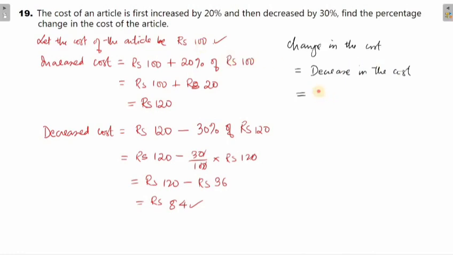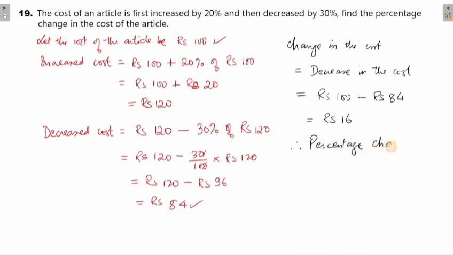Now what is the original cost? Original cost is rupees 100, and the decreased cost, the last cost is rupees 84. So that's why it is decreased by how much? So when you find the difference, 100 minus 84 is 16. So this is the decreased cost. Now you have to find the percentage change.